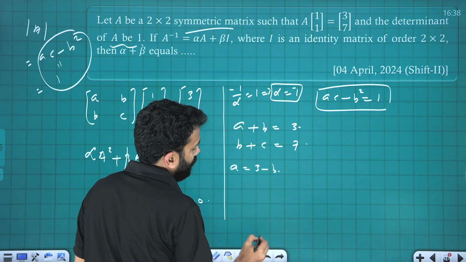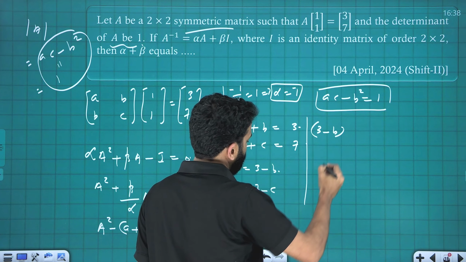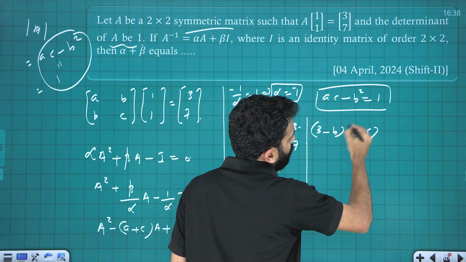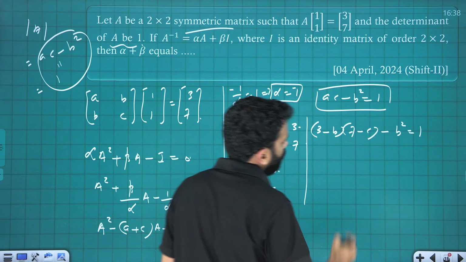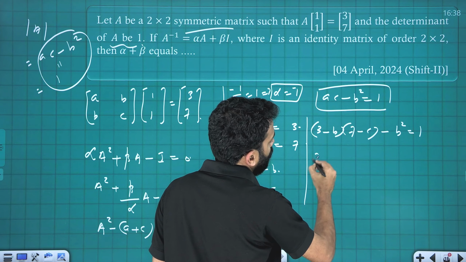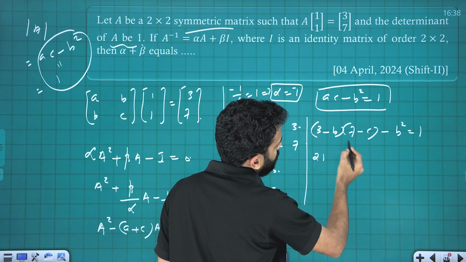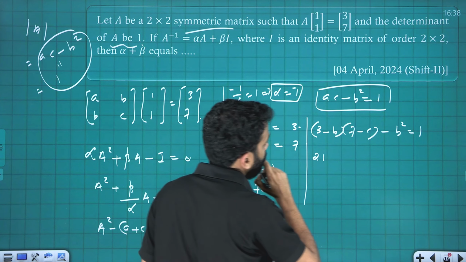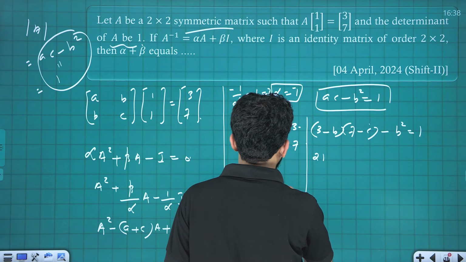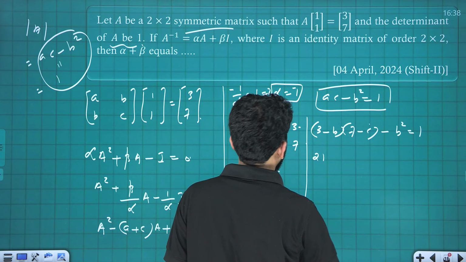Apply that here and you will get 3 minus B into 7 minus B minus B square is equal to 1. Just open the bracket and you will get 21 minus 3B minus 7B plus B square minus B square equal to 1, got cancelled. And minus 10B is equal to minus 20, B is equal to 2.